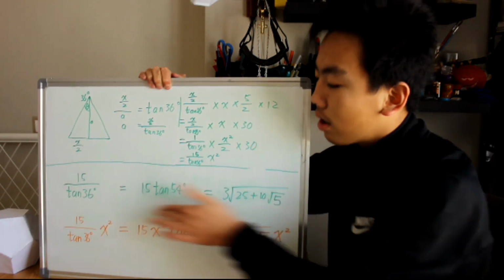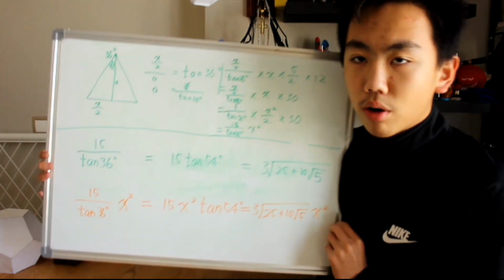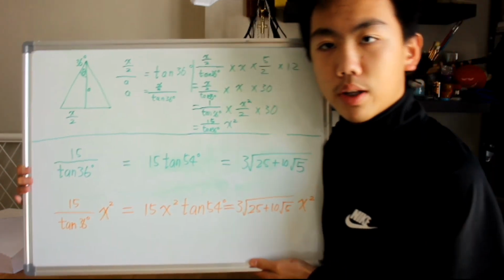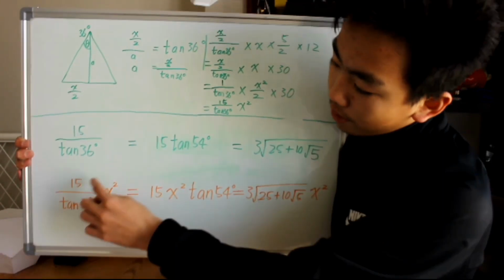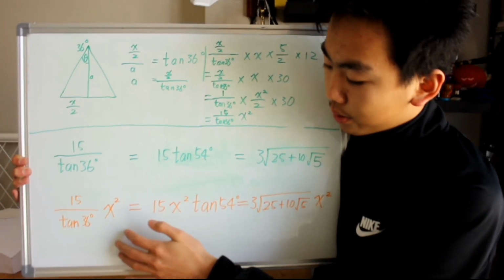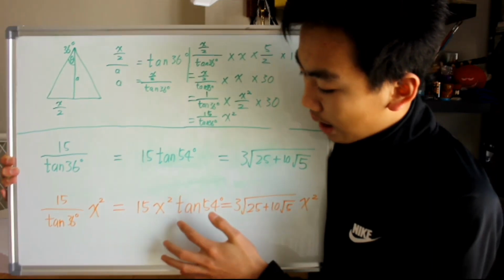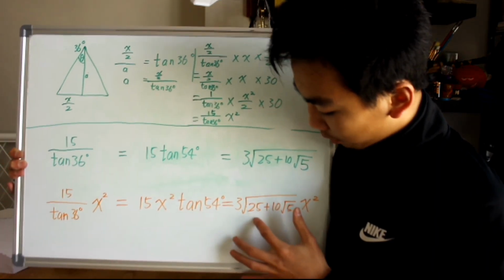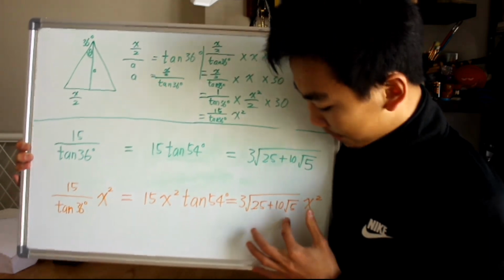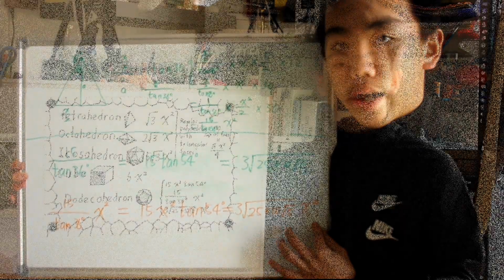And since all these are equal, we've got 3 formulas for the surface area of a regular dodecahedron: 15 over tan 36 times x squared, 15 times x squared times tan 54, and 3 times the square root of 25 plus 10 times the square root of 5, times x squared.